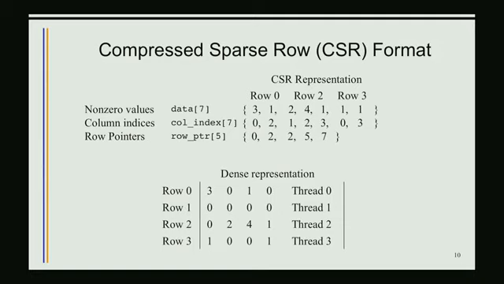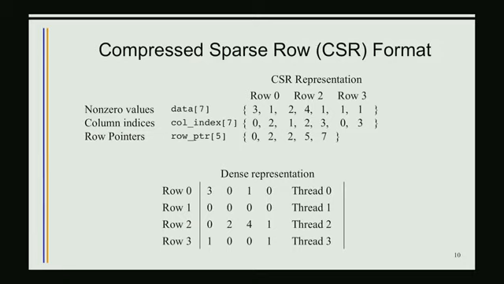First thing is the data, the non-zero data. So I'll take all the zeros out. There's only 7 non-zeros in this 4x4 matrix. 3, 1, 2, 4, 1, 1, 1. And that's what I store in the array data. Okay, so those are the non-zeros.